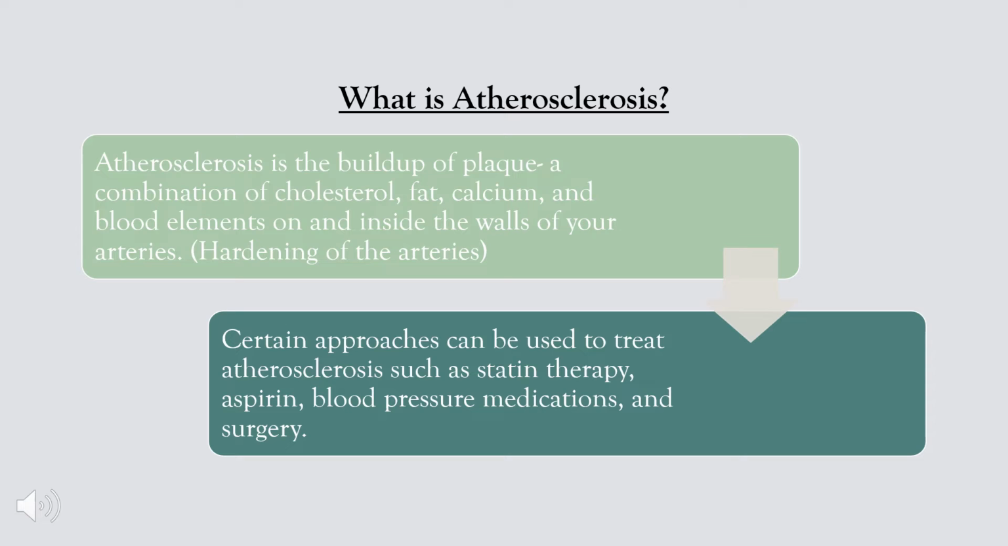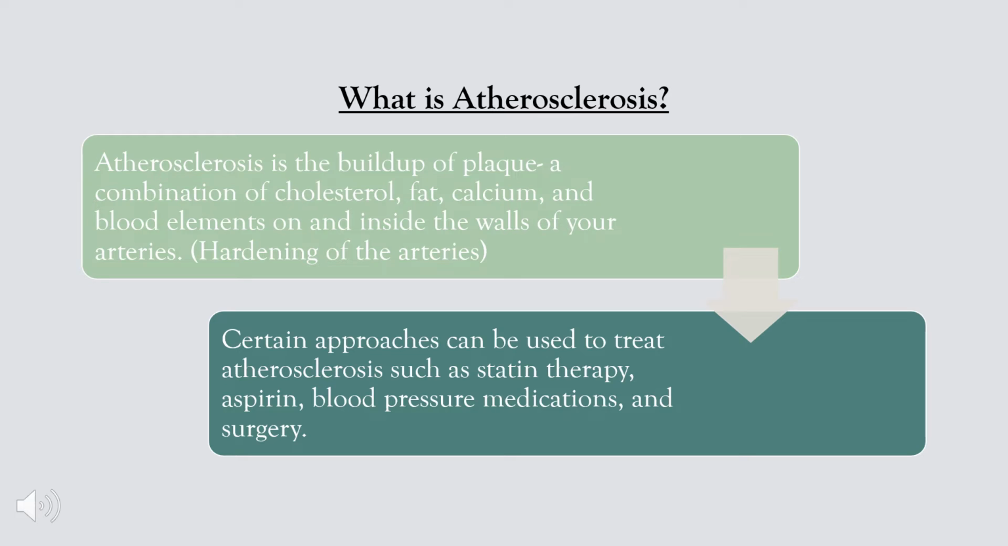What is atherosclerosis? Atherosclerosis is the buildup of plaque, which is a combination of cholesterol, fat, calcium, and blood elements on or inside the walls of your arteries. To sum all that up, you can just say that it's hardening of the arteries.